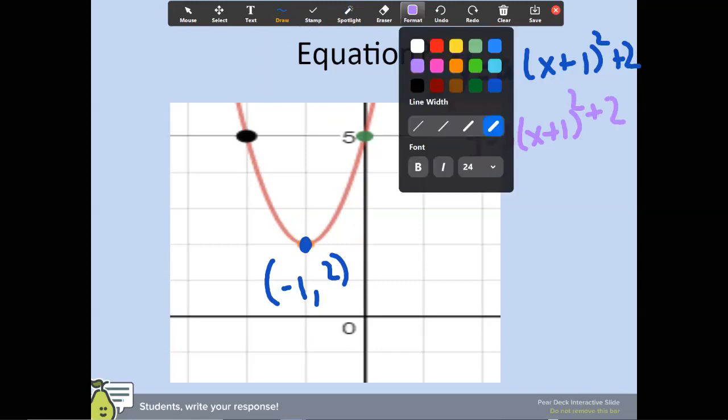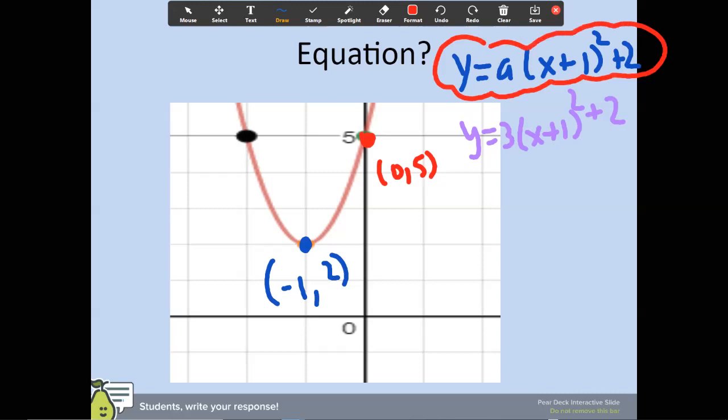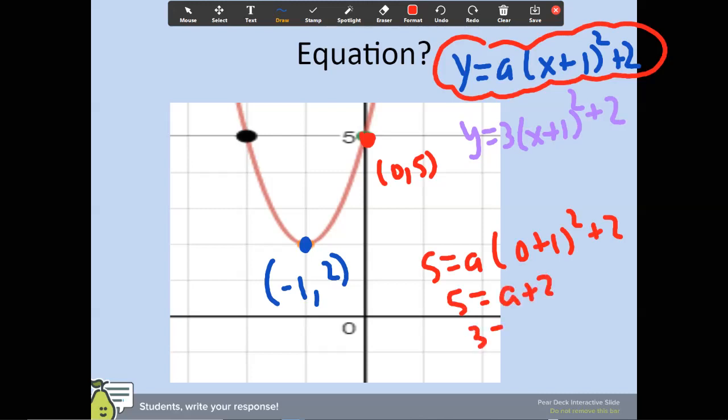Again, if you don't feel comfortable with that, choose a point, let's say this point at 0 comma 5, put it into this equation for your x and y and solve. So if I do that, I get 5 is equal to a times 0 plus 1 squared plus 2. So I get 5 is equal to 1 squared is 1 times a plus 2. And again, I got a is 3. Both work. I'm showing both because sometimes one way works for people and maybe the other way is a little confusing. Choose the way that works for you.